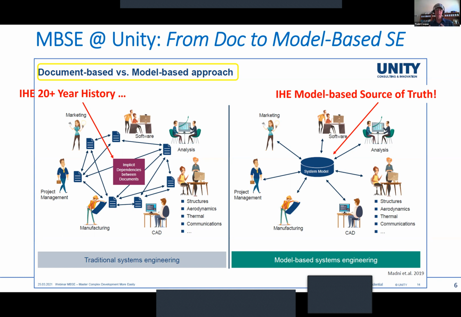Whereas in a model-based source of truth, you have a single source of truth, a single model that captures the entirety of the specification. And then different stakeholders can look at the view of the model that is most important to them. One model, multiple views, one single source of truth. You change something in the model, it automatically updates everywhere. That sounds like a great way to manage complexity.